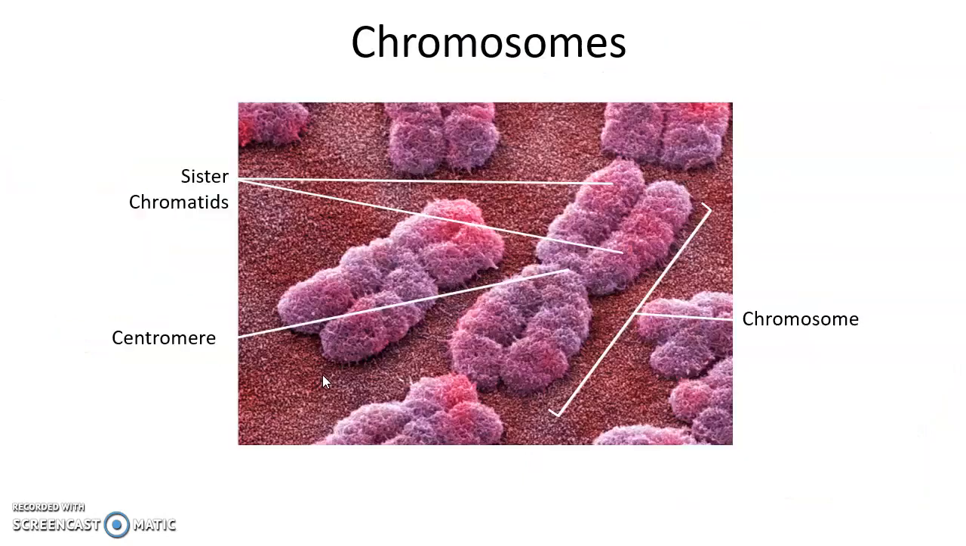So for instance, here's an electron scanning view of chromosomes. As you can see, you got two sides of the X. Here's where the centromere is. This is one sister chromatid. Here's the other sister chromatid. Chromatids, again, have identical copies of the DNA.